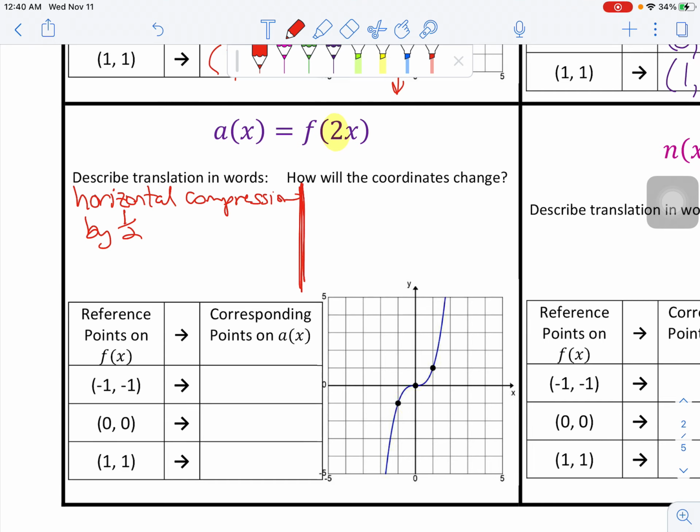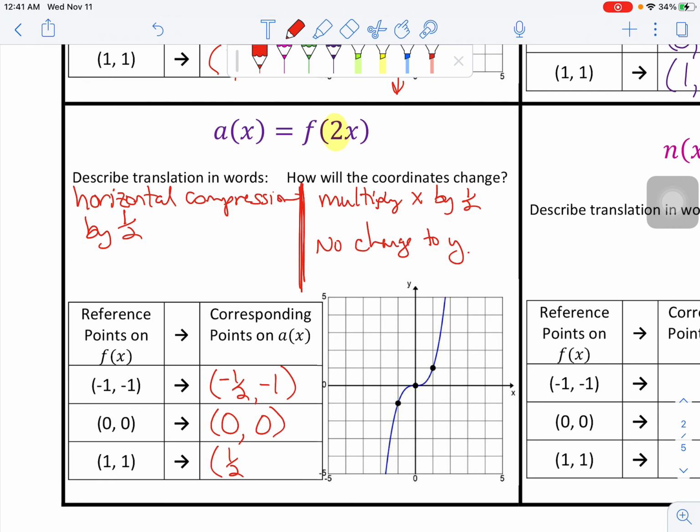Now, horizontal values affect your x. All right, so in this case, we're going to multiply x by 1/2. But horizontal compressions will have no effect on y. So no change to y. I said it wrong at the time, sorry. So we're going to multiply x by 1/2, leave the y values alone. So this is going to be -1/2, -1. Multiplying 0 times anything doesn't change it, so still 0, 0. And then +1/2, 1.